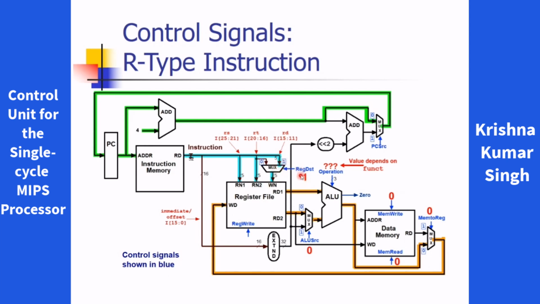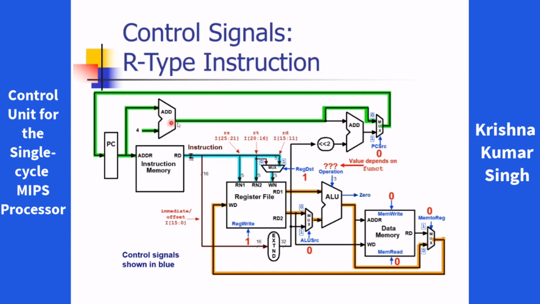PC source should be 0 because in a normal instruction the program counter will always be updated by program counter plus 4, and it's coming here from this input of the multiplexer, coming back and loaded again inside the program counter.